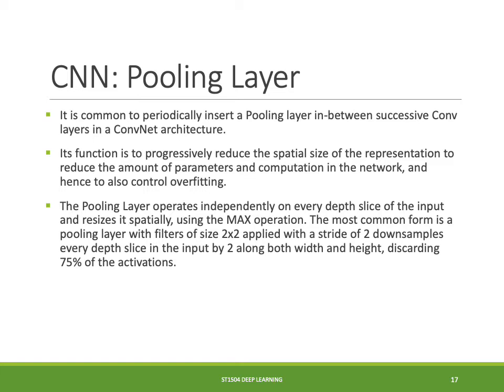You can also use other ways of doing this. For example, you can use the mean pooling. That means you take the average value of the 4 pixels and use it for the resultant pixel. So in the next diagram, we'll see what max pooling does.